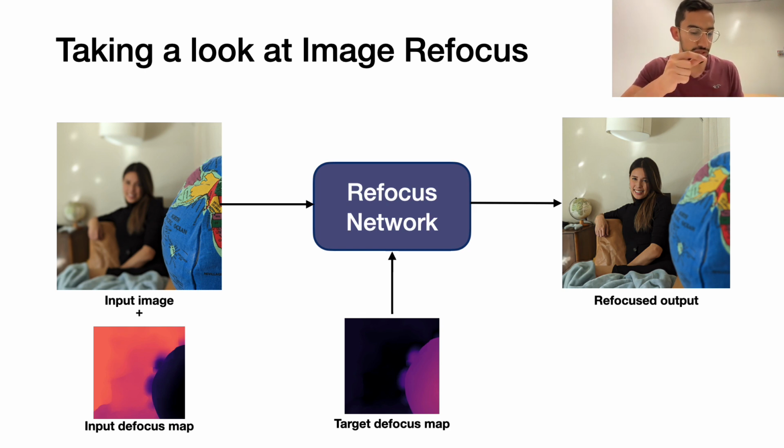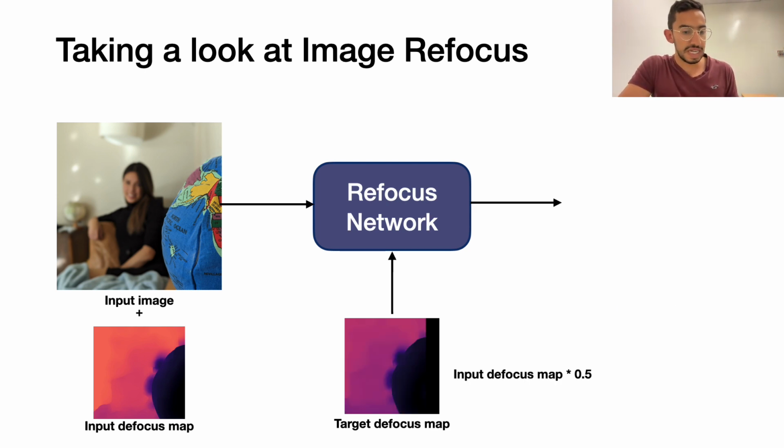So here, dark regions mean low defocus, that's very sharp or in focus, and bright regions are out of focus. So you give it the input defocus map, which is focused on the globe, and the person is blurry, and then you give it a target defocus map where the background is in focus and the globe is blurry, and it does refocus for you. So our idea is if you have such a network, you can do arbitrary defocus control by simply manipulating the target defocus map.